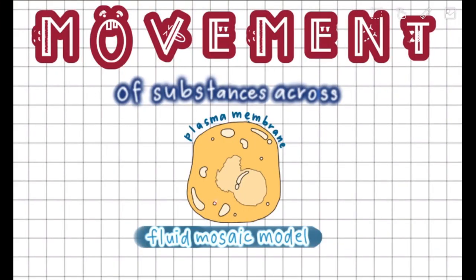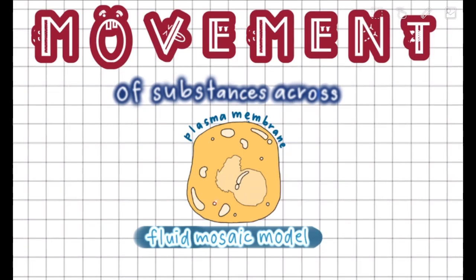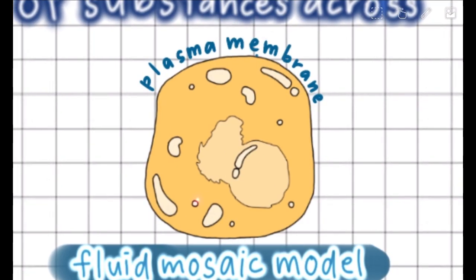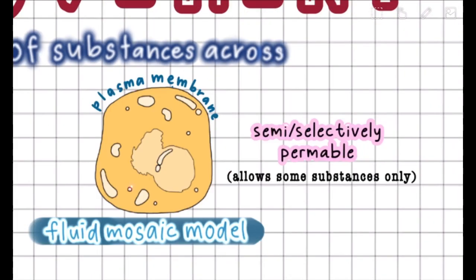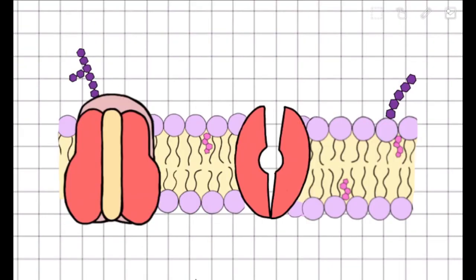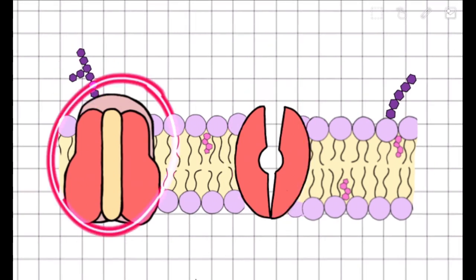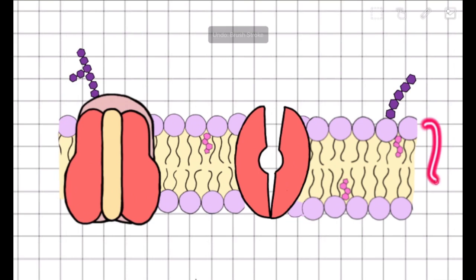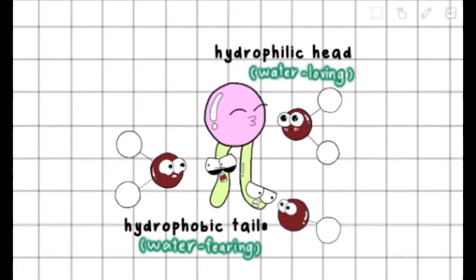So from the previous video, we already know what plasma membrane is. So, this is what plasma membrane looks like. Plasma membrane is semi or selectively permeable, which means it allows only some substances. If we zoom in on the plasma membrane, we will see glycolipid, glycoprotein, carrier protein, channel protein, cholesterol, phospholipid bilayer. As you know, phospholipid is a combination of phosphate and lipid.